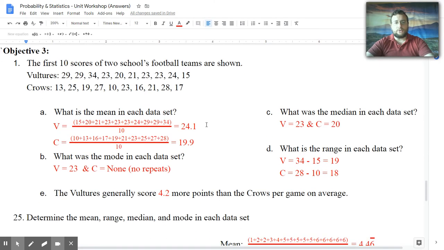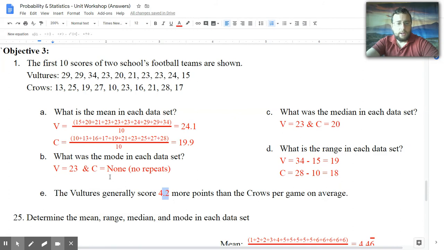Okay, so here is the solution for that. So as you can see, to figure out the averages, I added up all the numbers and divided by 10. And you get 24.1 for the Vultures and 19.9 for the Crows, which means the Vultures score 4.2 more points than the Crows per game on average. All you have to do is subtract those two to get that number.